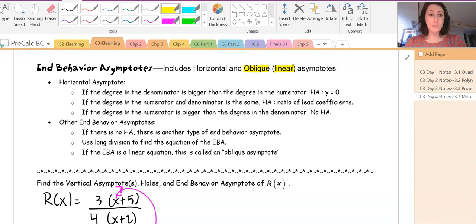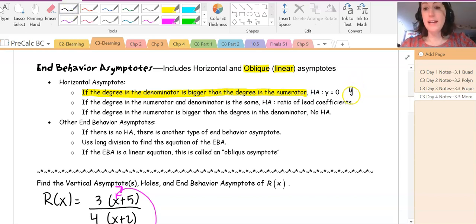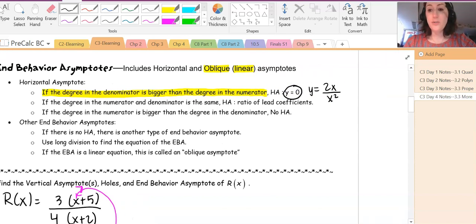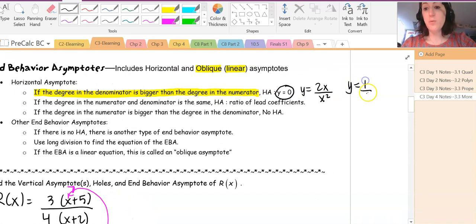Okay, so here's what you knew from last year. When you have a horizontal asymptote, if the degree is bigger in the denominator than the degree in the numerator, we say our horizontal asymptote is y equals 0. All right, so for example, if you had y equals 2x over x squared, the degree is bigger in the denominator, so we say the horizontal asymptote is y equals 0. This is also the reason why our reciprocal function, y equals 1 over x, has a horizontal asymptote of y equals 0, because the degree is bigger in the bottom.